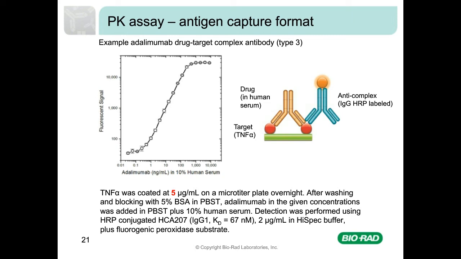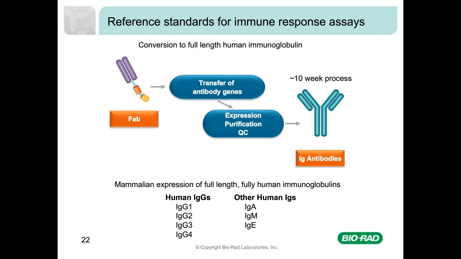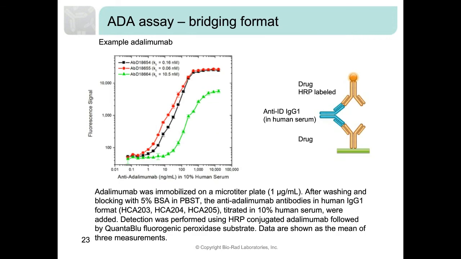For use of anti-idiotypic antibodies as reference standards for immune response assays, the Fabs are converted into full-length human immunoglobulin, which is a straightforward process. The genes coding for VL and VH are cloned into mammalian expression vectors containing the genes coding for the respective constant regions. We can produce the antibodies as human IgG1, 2, 3, or 4, and also as IgA, IgM, or IgE. Here is an example of an ADA assay using the bridging format.